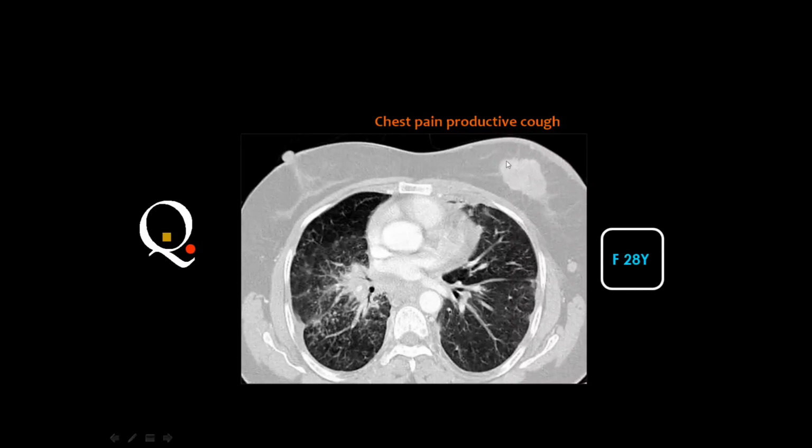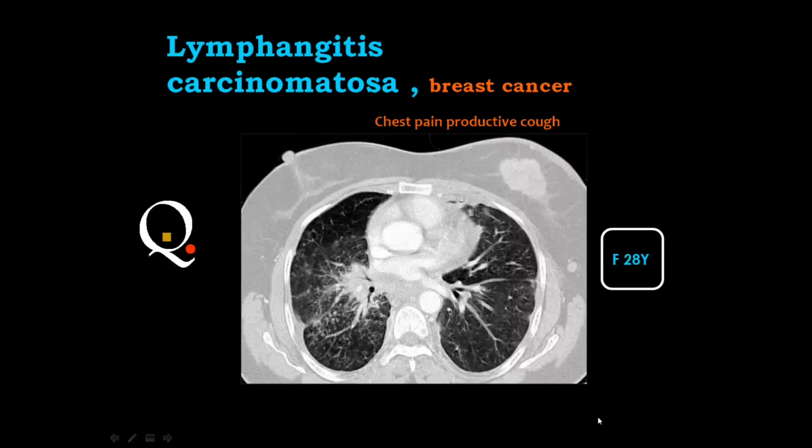Yes, and this is a good answer. The answer is right. This is a case of lymphangitis carcinomatosa. And you see the mass in the breast, which is the primary malignancy. And you see some lymph nodes in the axilla, as well as thickening of the skin of the breast, diagnostic of breast cancer.